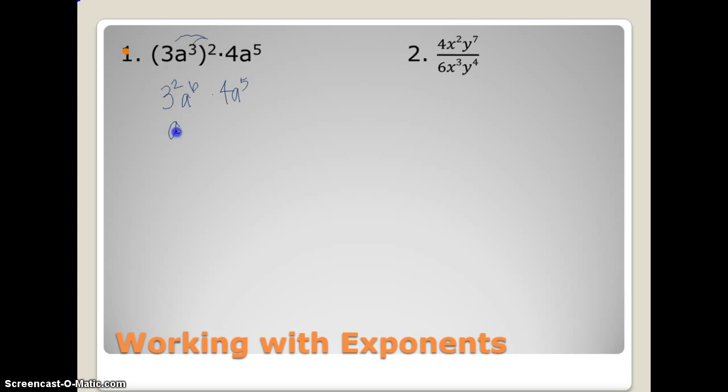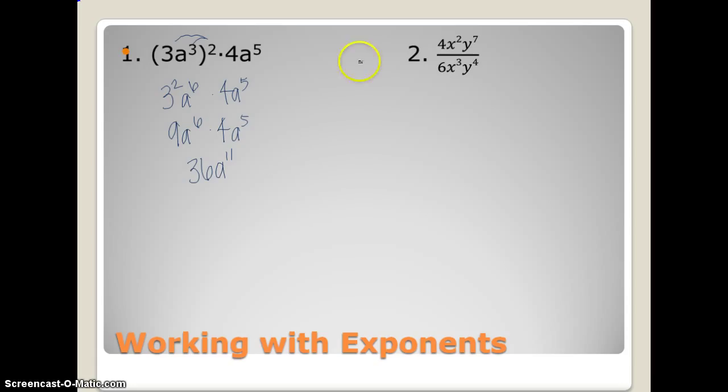3 squared is 9. And now we simplify. 9 times 4 is 36. A to the 6th times a to the 5th. We're multiplying straight across, so we add our exponents. And we get a to the 11th. So our final answer is 36a^11.